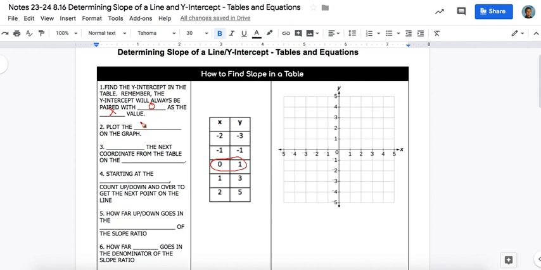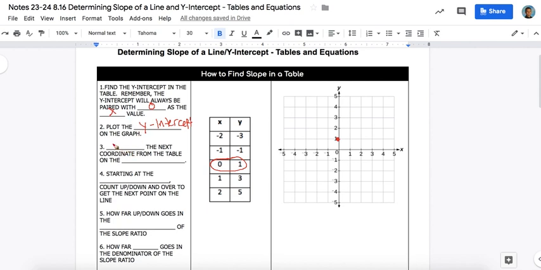So plot the y-intercept on the graph. Okay, so we can plot (0, 1) right here. So that means the y-intercept is 1. It crosses the y-axis at 1.